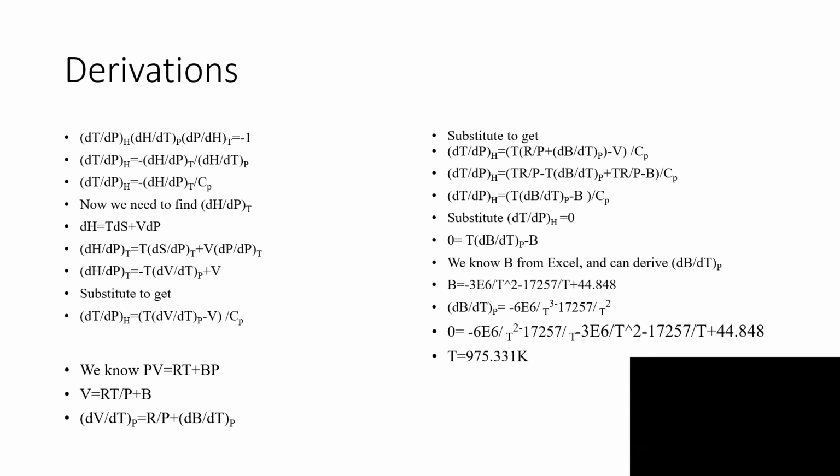We know B from Excel, the curve fit that was just given on the last slide, and we can take the derivative of that curve fit. You can see B and the derivative of B with respect to T at constant P. You substitute those both in, and solve that using the solver on your calculator, and you end up with a final T of 975.331, which is the temperature where partial T with respect to partial P at constant H equals 0.